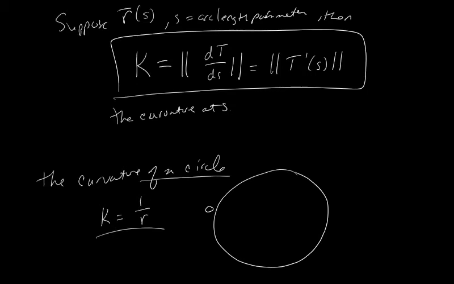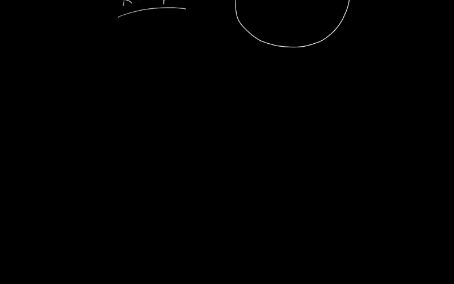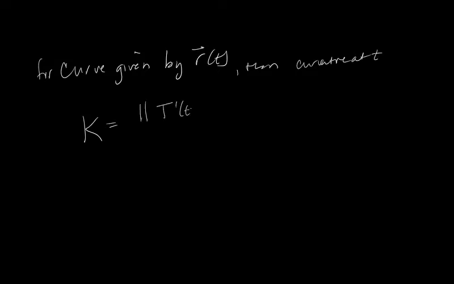Okay, now that's the formula if our position vector valued function is parameterized in s. But if it's not parameterized in s, then we have another formula. So for a curve given by r of t not parameterized in s, the curvature at t is equal to the magnitude of T prime of t divided by the magnitude of r prime of t.